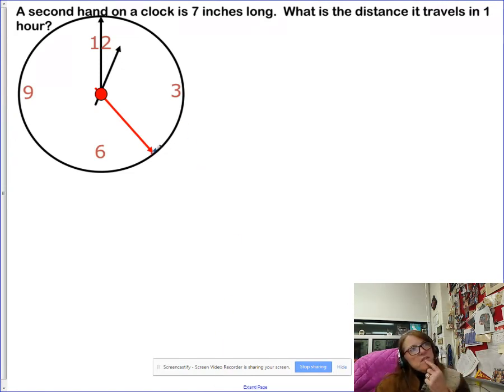Imagine you could put a Fitbit on the end of this second hand. Take a minute, look at the clock in the classroom, because the clock in the classroom has a red second hand. It keeps spinning, spinning, spinning. This particular one is 7 inches long. Draw that in there. That's a radius. The radius is 7. I'm asking you, if we put a Fitbit on there and kept track of all the distance this thing is traveling, how long has this thing gone in an hour?